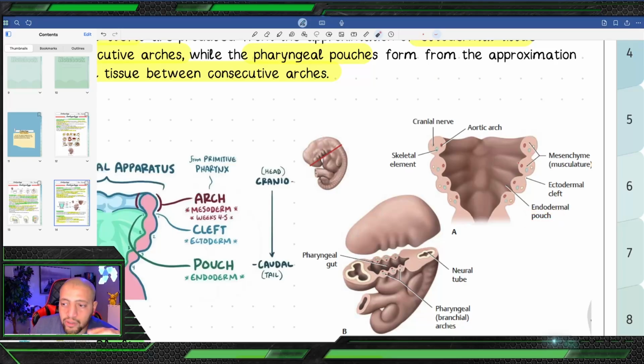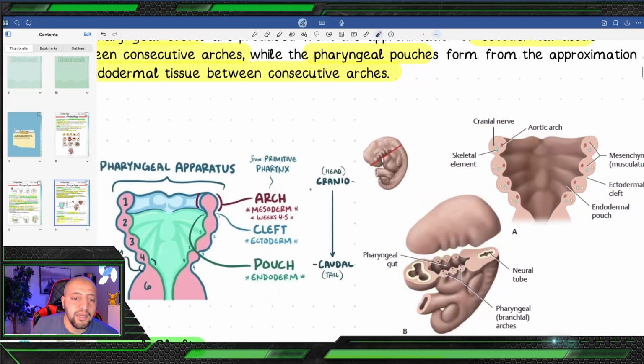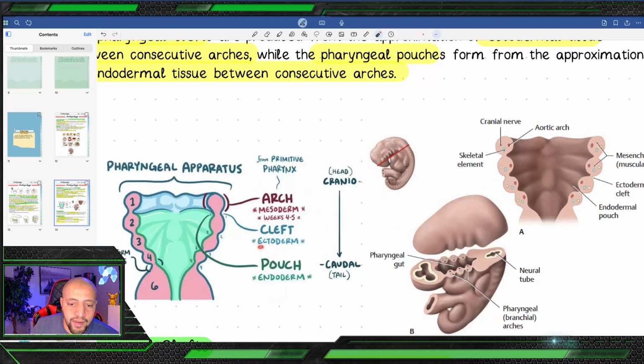And the junction between two arches from the outside is covered by ectoderm, and we are going to call it ectoderm cleft. So the ectoderm cleft is coming from outside, as you can see here, and we're zooming in here. And the endodermal pouch is coming from inside. And the arch itself has mesenchymal cells. This mesenchyme will give us the skeletal muscle, cranial nerve, and some main arteries in our body. And here, a different way: cleft coming from ectoderm outside, pouch coming from endoderm inside, and mesoderm in between both.